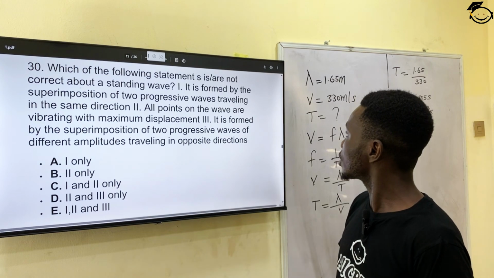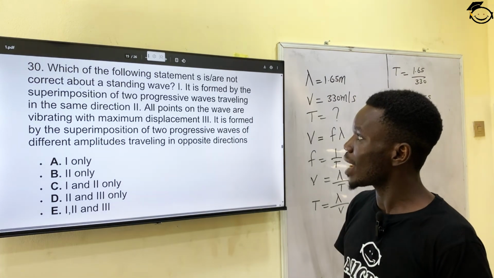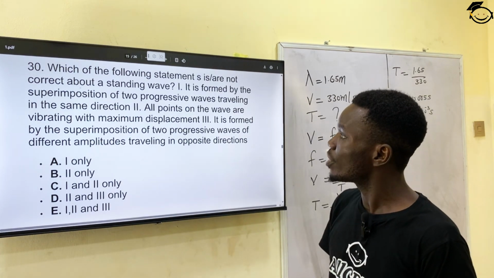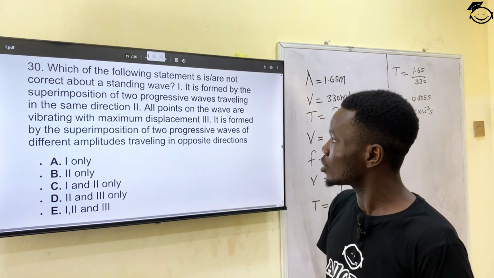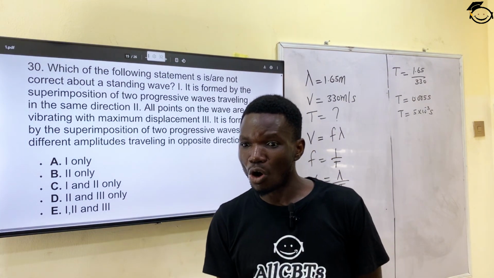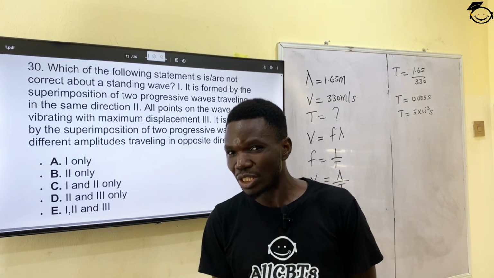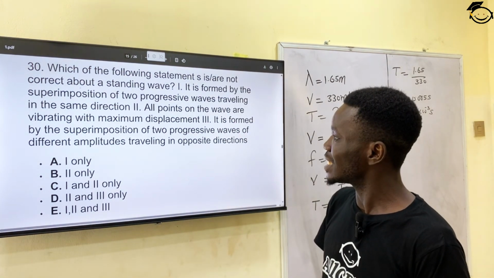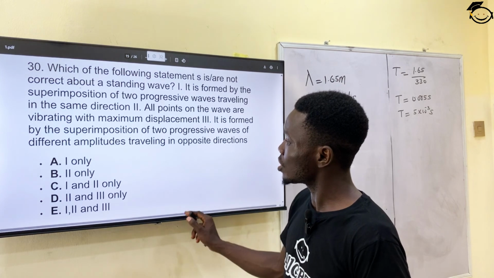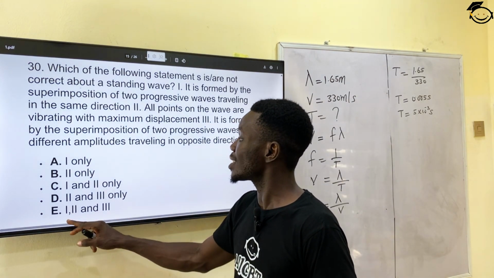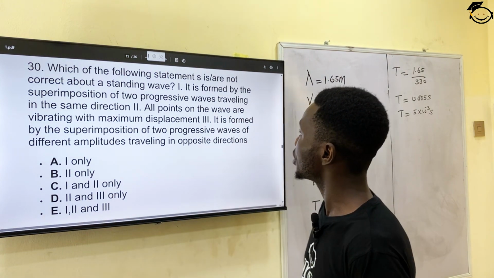Then Roman figure 3, which says it is formed by the superposition of two progressive waves of different amplitude traveling in opposite directions, is also wrong. They must have the same amplitude for the wave to be a standing wave. So the correct answer to this question is option E, which says that Roman figure 1, 2, and 3 are not correct.